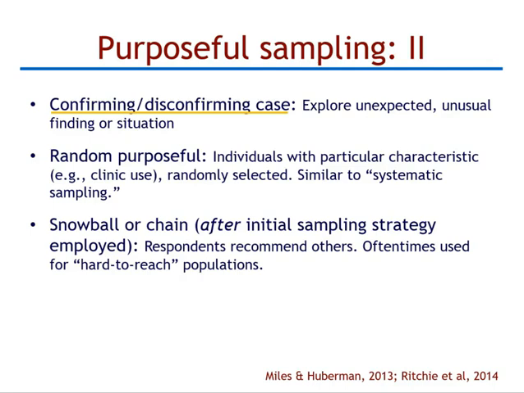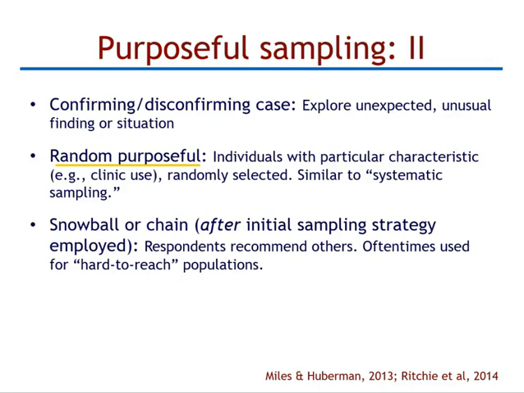So here are three more approaches in purposeful sampling. With confirming or disconfirming case, the aim is to elaborate on some prior findings, to go further than a survey, or to explore exceptions or to search for something unexpected. So an example would be, if you find that a program worked in 9 out of 10 schools, a question might be, well, what happened with that one school where it didn't work?